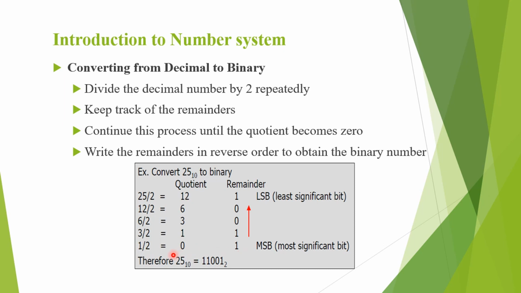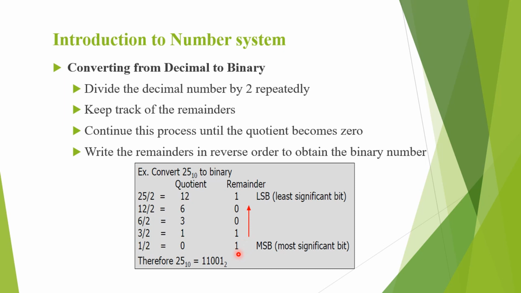Now we have reached the trial where the quotient has become 0, so we have to stop the division process. To get the binary representation of the decimal number 25, we have to write the remainders in reverse order. That is, starting from the last division process, whatever remainder we have got from the last division, from there we have to start writing the remainders. So that is from bottom to top as shown in the arrow mark.